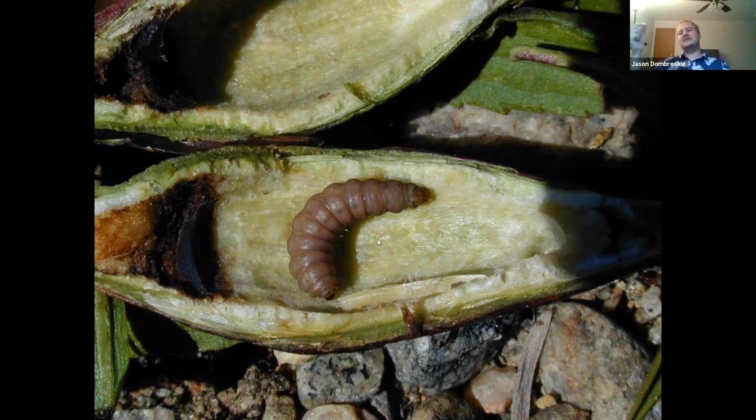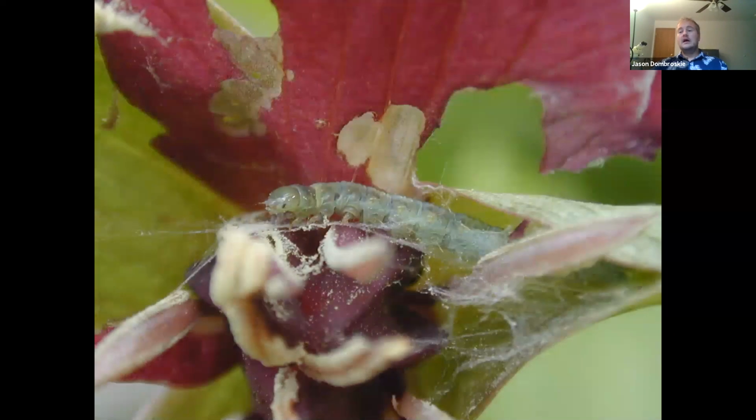And basically what happens is the female lays an egg on the plant. The egg hatches, the caterpillar secretes a chemical from within the plant that basically triggers the plant to kind of have an allergic reaction and grow around it. So it creates this chamber for the caterpillar to live inside. And there's all kinds of different gall makers that you see out there. Some of them have much more simple structures.